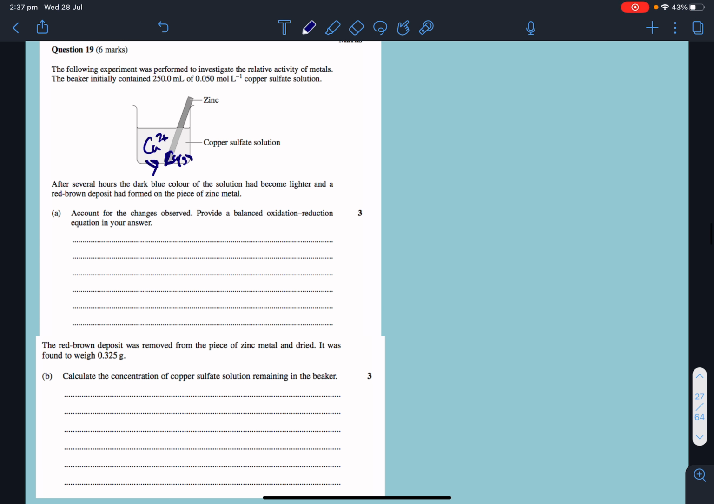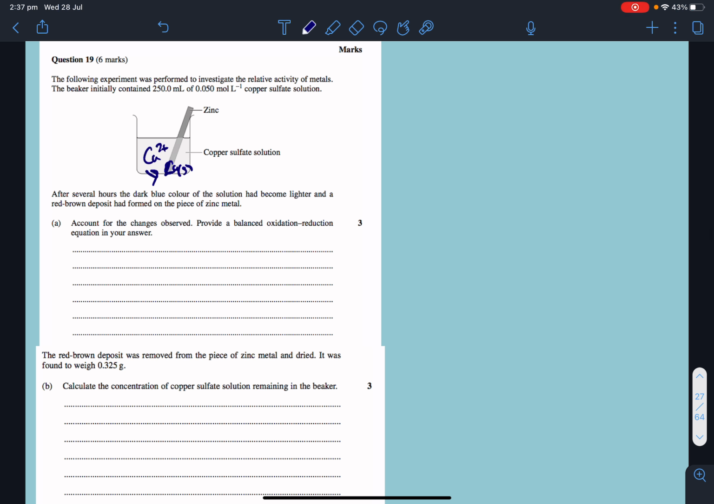The red-brown deposit was removed and it was found to weigh 0.325 grams. Calculate the concentration of copper sulfate remaining. First thing that we need to do is a balanced chemical reaction. So 2 half-equations, let's start with. We've got copper 2 plus plus 2 electrons going to copper solid. And we've got zinc solid going to zinc 2 plus, being oxidized, plus 2 electrons.